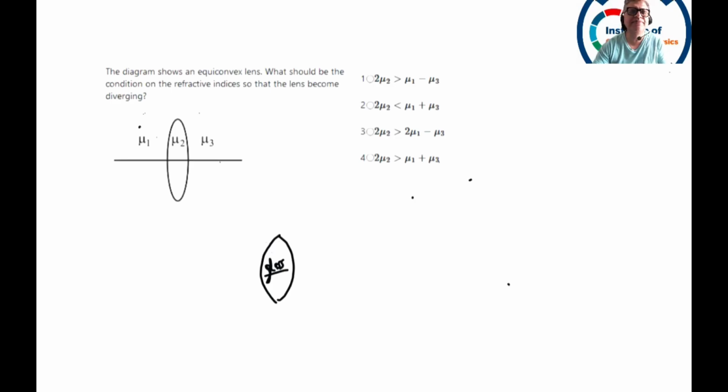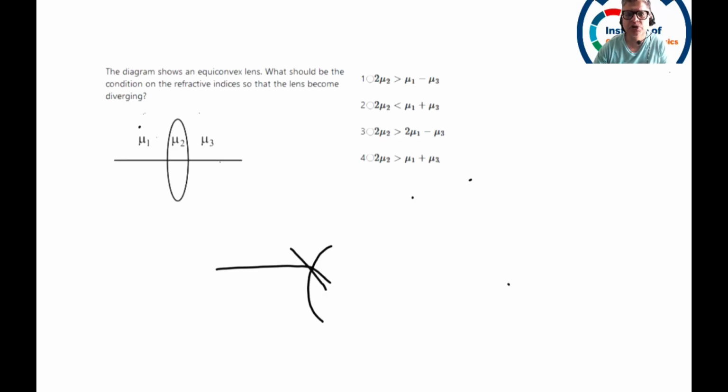Now, how do we convert this lens into a divergent lens? See, in the first case, if you notice a convex lens, when the ray of light hits you, and this is your normal, you bend towards the normal. You don't want this to happen. In the case of divergence, you want this to diverge, right? You don't want this to converge.